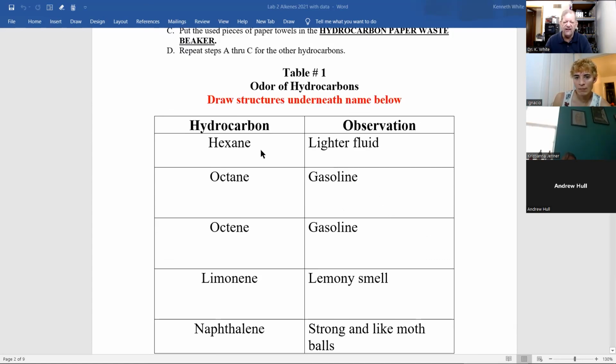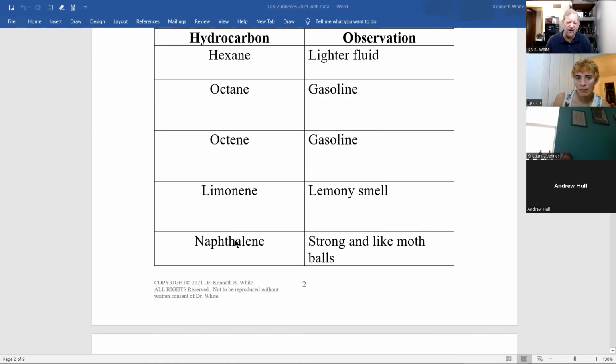Now, notice in this table, draw the structures underneath the name. In this table, I'm asking you, as part of the lab, to draw the structure for octane, hexane. Now, notice I don't have a number for octane. Depending what we have in the stock room, it might be 1 or 2. Let's make that 1 octane. And then limonene and naphthalene.